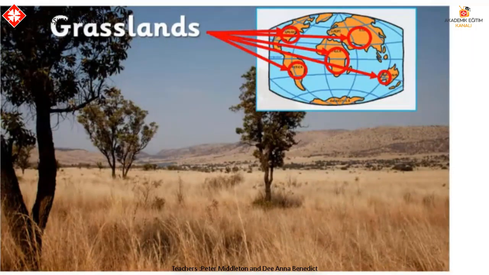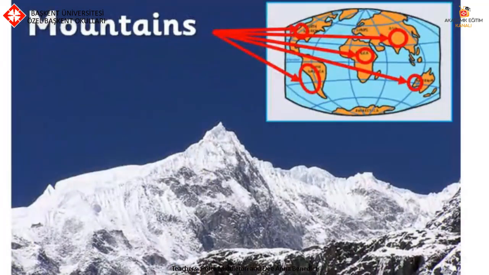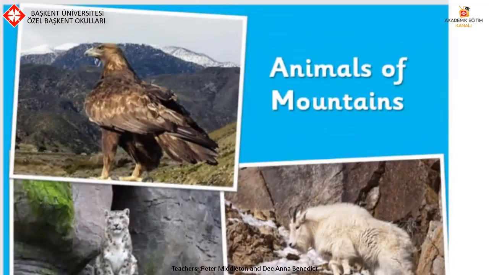These are the grasslands. You can find them around the world. And what animals can you find on the grasslands? Right, you can find a zebra, lion, and an elephant. Are there any more animals found on the grasslands? Here are the mountains. And these are some of the animals found on the mountains. There's a mountain lion, an eagle, and a yak. What other animals can you find on the mountains?